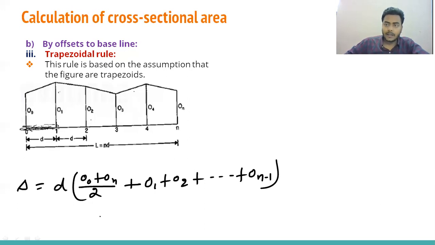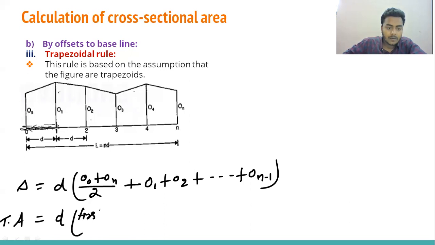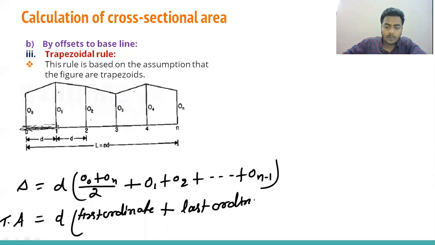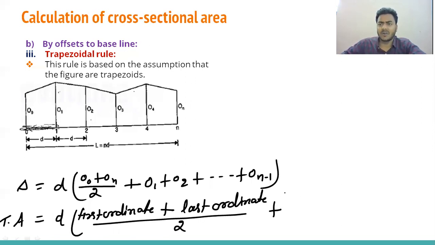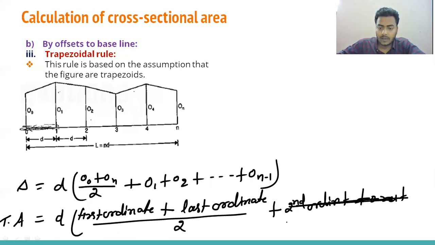In words also we can write like this: total area is equal to the length of one division, or length of one regular interval, that is d, into the first ordinate plus the last ordinate divided by 2, plus the rest of the ordinates, that is O1, O2, O3, up to On minus 1.